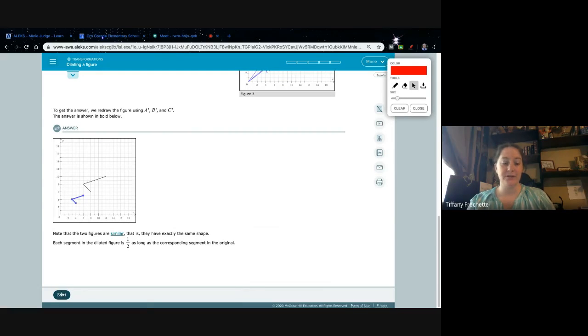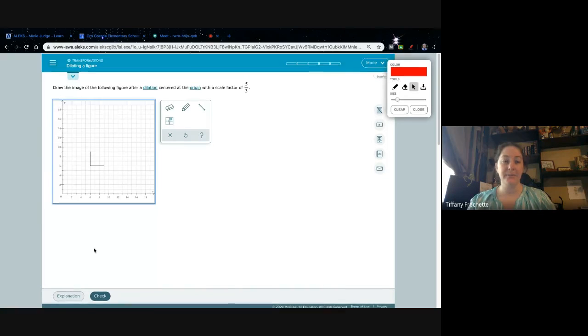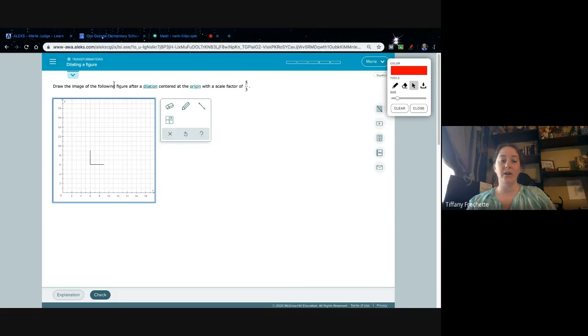So let's go ahead and start so that you can see all these pieces working together here. So we draw the image of the following figure after a dilation centered at the origin with a scale factor of 5/3. So is this going to get bigger or smaller? It's going to get bigger. Well, it's a fraction. It is a fraction, but 5 is bigger than 3. So if I write this proper, this is an improper fraction. I get 1 2/3. So I have a 1, and it's bigger than 1 because I also have 2/3. So I know this is going to get larger.